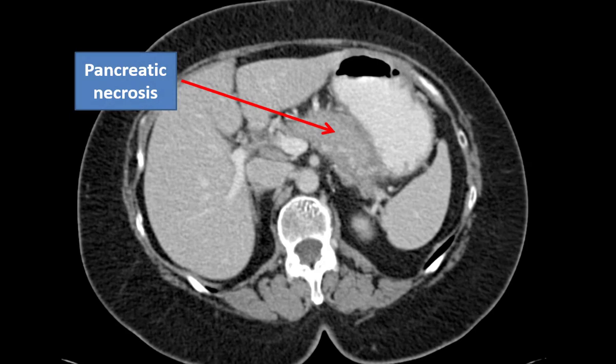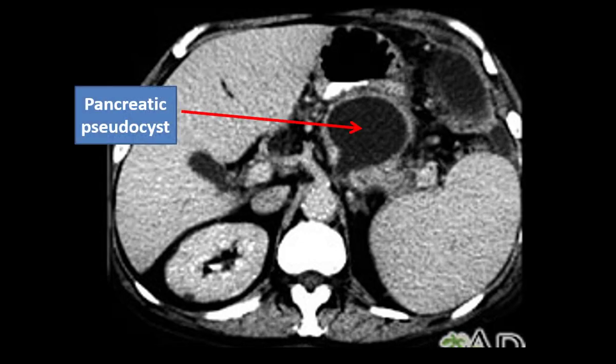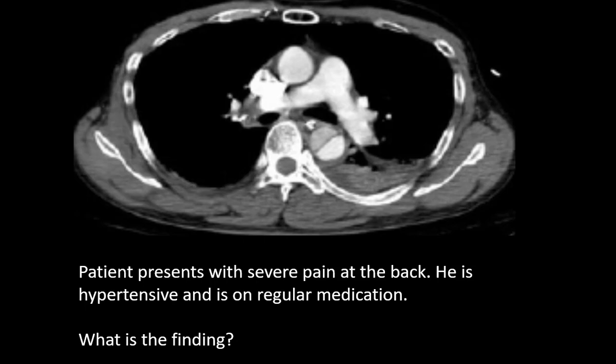And when it becomes necrosed, it does not uptake the contrast, so it becomes all dark, like hypodense. This is pancreatic pseudocyst. You can see a cyst lining, and the whole pancreas has been converted into a cyst.